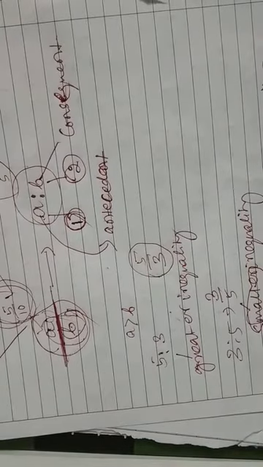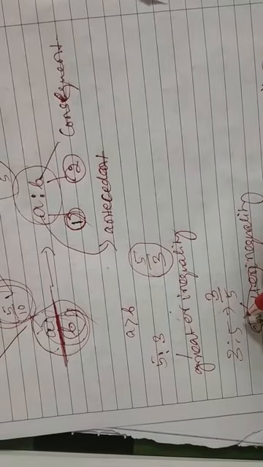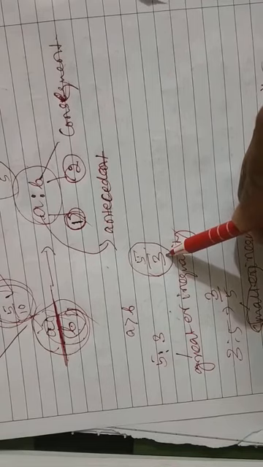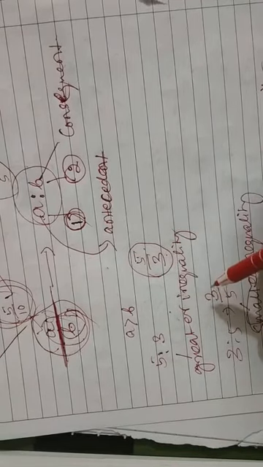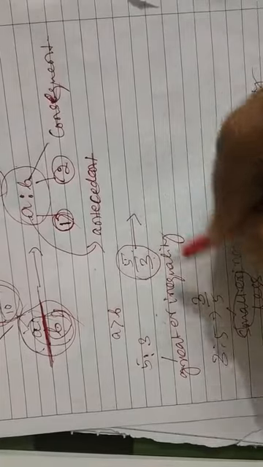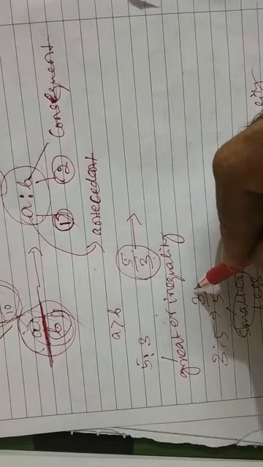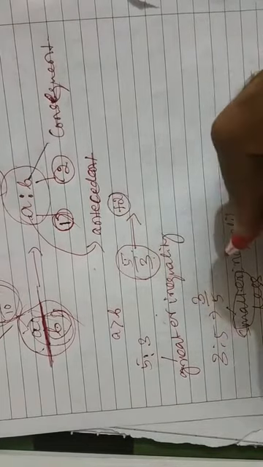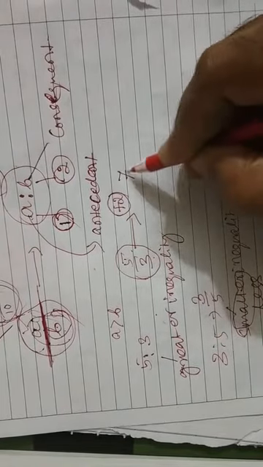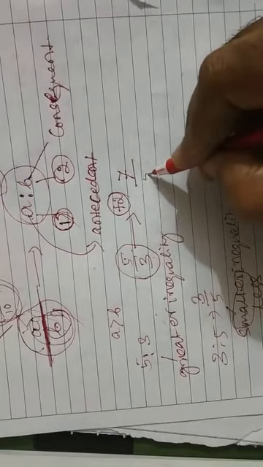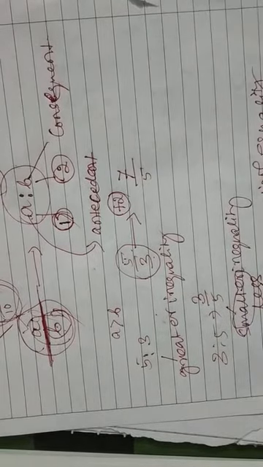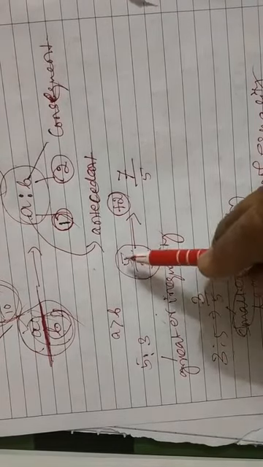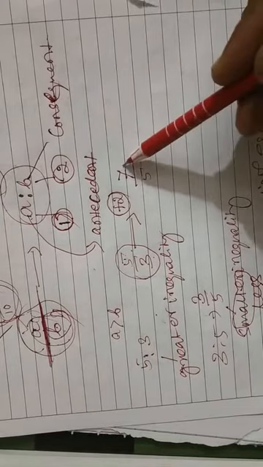Just observe. This is 5/3. Now if I add the same number to the numerator and denominator, I add 2. I use +2 in the numerator, I get 7, and the denominator 5. Can you tell which one is greater? Is 5/3 greater or 7/5 greater?